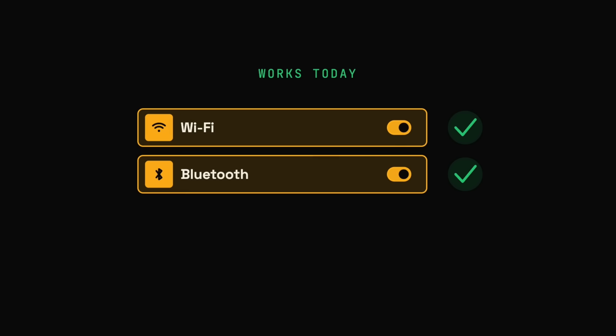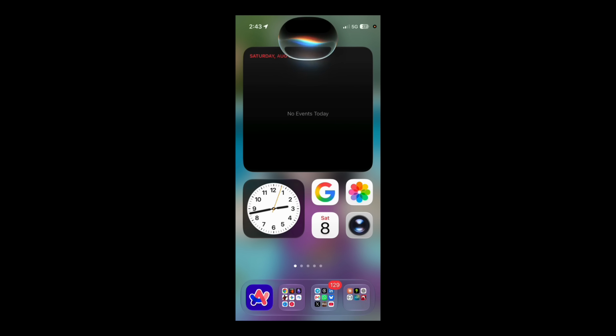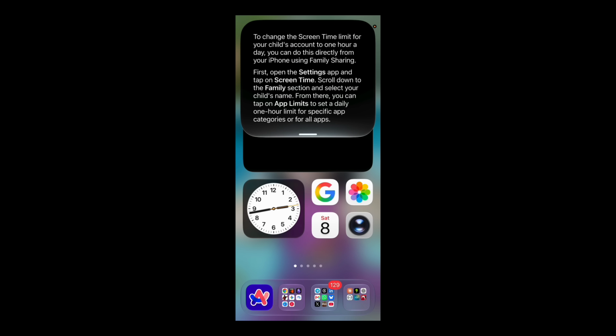Through the AI-enabled search, for things like settings, I can turn the Wi-Fi on and off. I can turn Bluetooth on and off. But I cannot ask Siri to set the screen time for a child to 1 hour a day, for example. I tried that once and what I got was instructions. Probably things might get better later, but at least for now, we're not there yet.